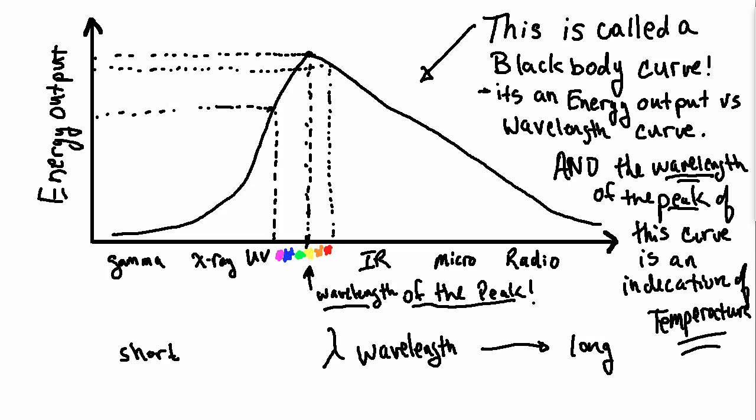So the general rule is wherever the peak occurs, it tells you about temperature. And objects who have a peak at shorter wavelengths will be hotter, and objects that have a peak energy output at longer wavelengths will be cooler. And so we will investigate that next.